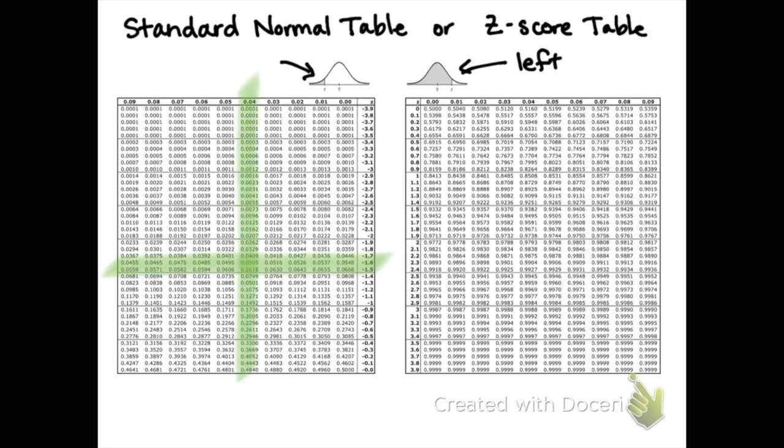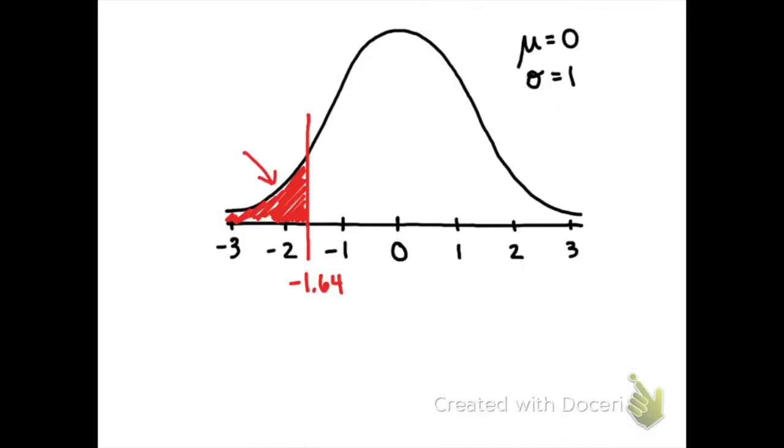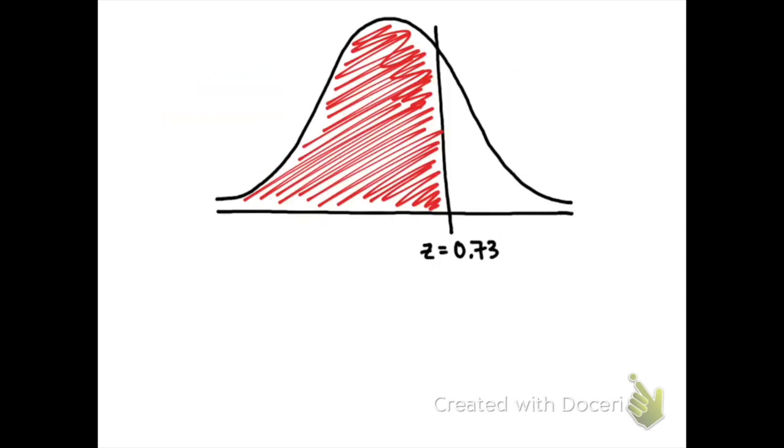So we use this column and find where those values intersect. The z-score of negative 1.64 intersects in this value. Let's zoom in on that. This value that we just found here is again an area or a probability, 0.0505. So this area down here would be 0.0505, or we can call this 5.05%.